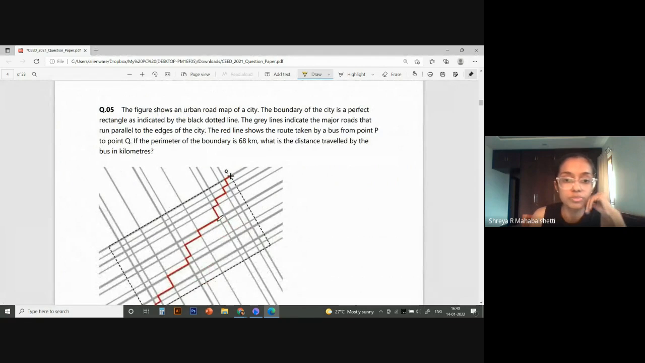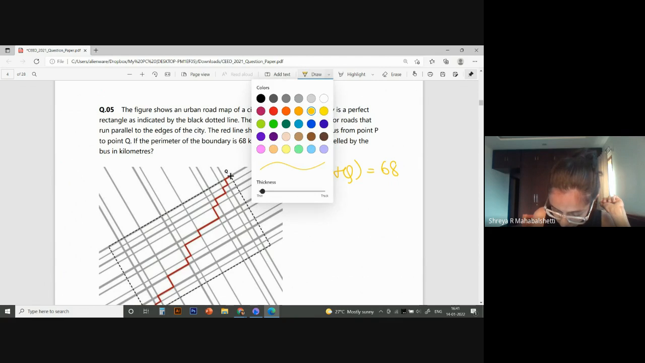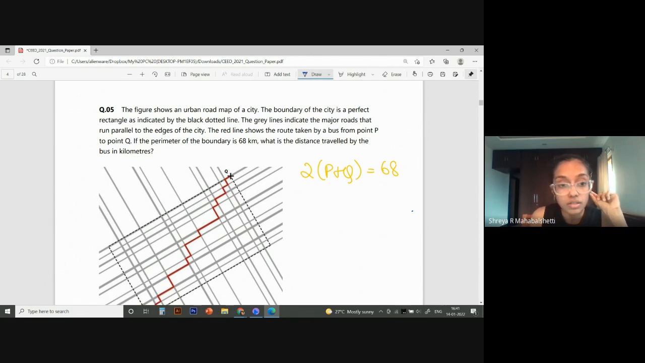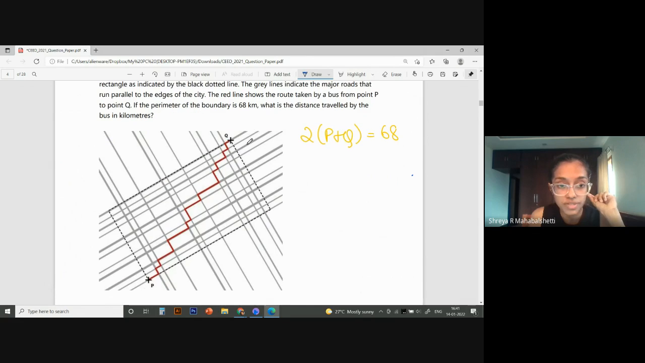The figure shows an urban road map of a city. The boundary of the city is a perfect rectangle as indicated by the black dotted line. The gray lines indicate the major roads that run parallel to the edges of the city. The red line shows the route taken by a bus from point P to point Q. If the perimeter of the boundary is 68, so perimeter is 2 times P plus Q, that is 68. What is the distance traveled by the bus in kilometers?